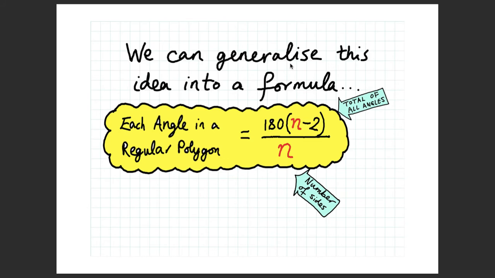So take down this note. We can generalize this idea into a formula. Each angle in a regular polygon, any number of sides, equals 180 times (n minus 2), divided by n. So n is just the number of sides, and the top of this fraction gives you the total of all the angles, and then the bottom of the fraction you're just dividing by the number of sides, which is also the number of angles. So pause the video and make a nice neat note of that, please.